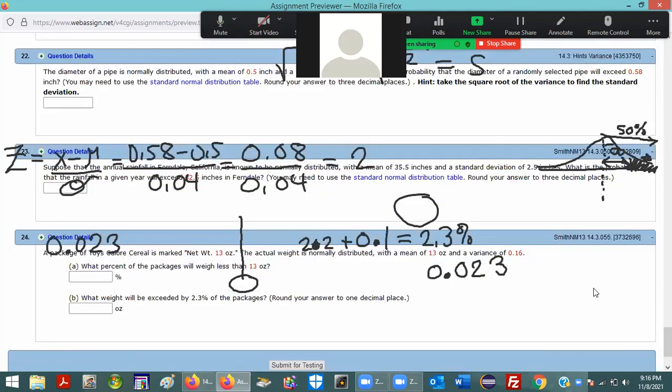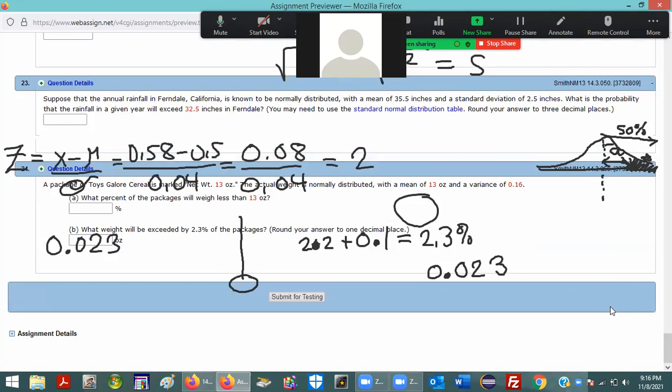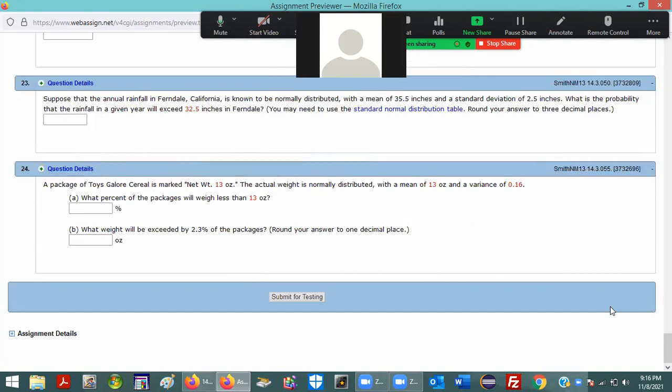All right, so we're almost done here. We just have a couple more. They're along the same lines, of course, right? This time we have a mean, we have a standard deviation. They're asking us for the probability. They give us an X value and ask for the exceeding, right? So it's the same as we've been looking at.